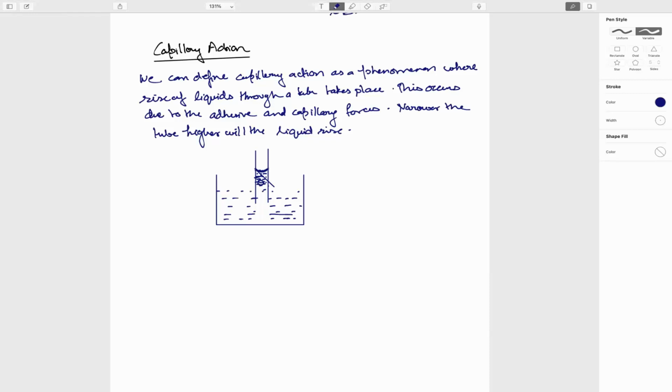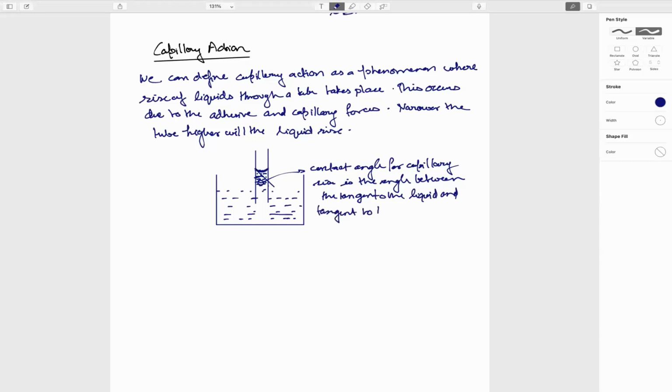So the contact angle in this case is defined as the contact angle for capillary rise. It is the angle between the tangent to the liquid surface and the tangent to the solid that gets wet. So that's theta. So this is theta.